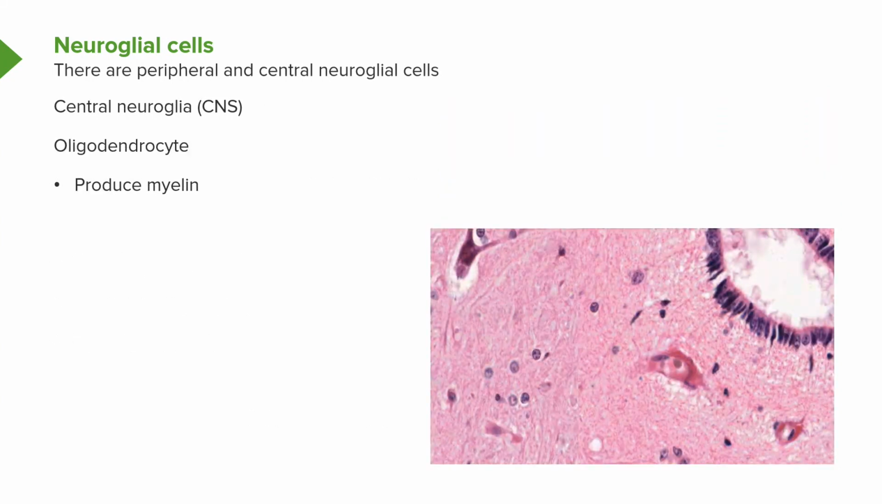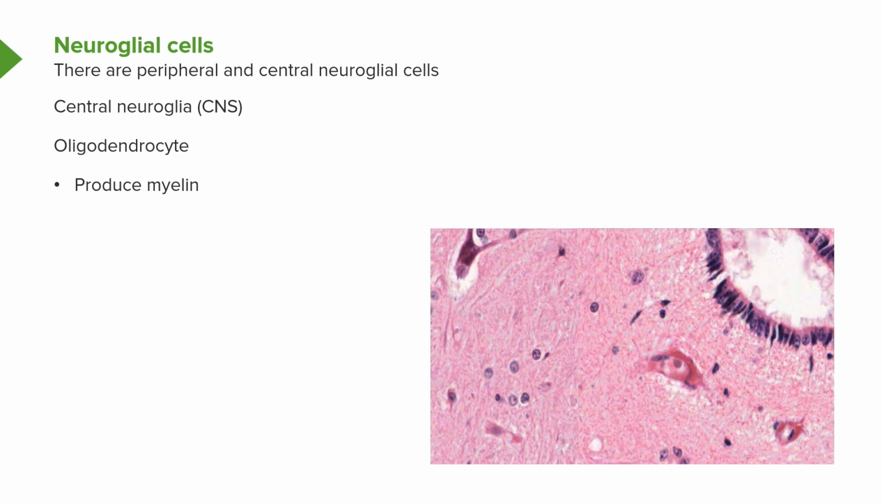Well, let's look at these neuroglial cells in more detail. There are peripheral and central neuroglial cells. The peripheral ones, remember, are the Schwann cells, or the satellite cells that I've already pointed out to you. One of the most important central neuroglial cells is the oligodendrocyte. It produces the myelin, so it's equivalent to the Schwann cell in the central nervous system. The Schwann cell is only responsible for myelination, remember, in the peripheral nerve.